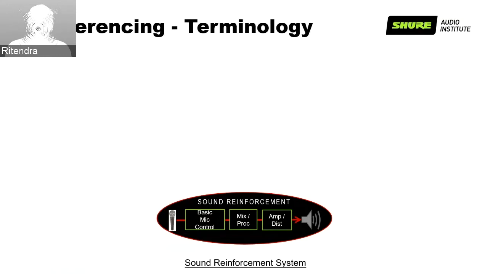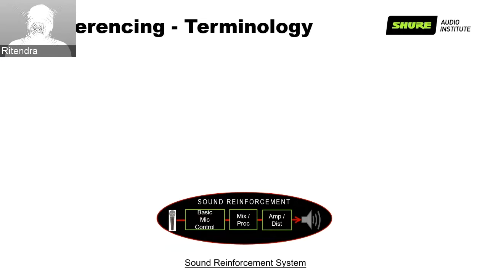You're going to have your microphone with basic mic control, like mute and unmute option. Then the audio from the microphone goes to a mixer or processor if the room has more than one microphone, then an amplifier or distribution amplifier, then goes to the speaker. So this is the very basic sound reinforcement system.